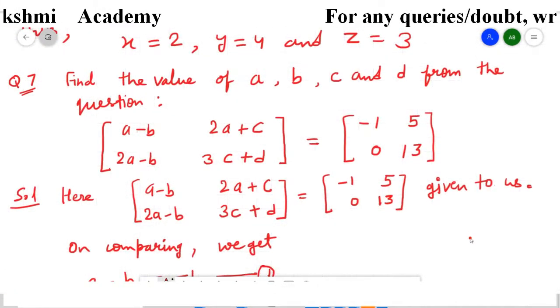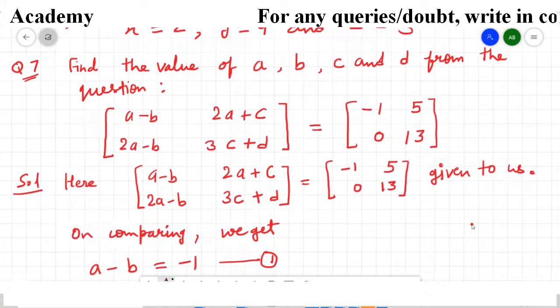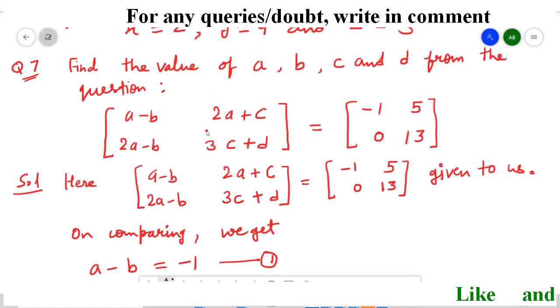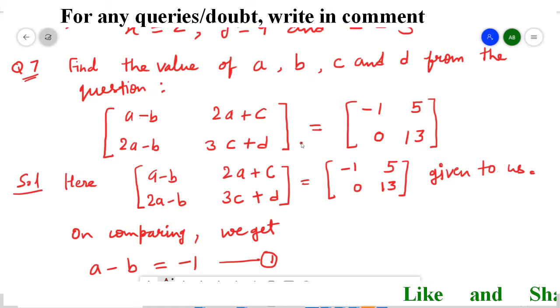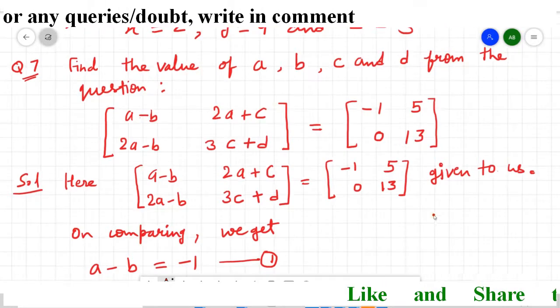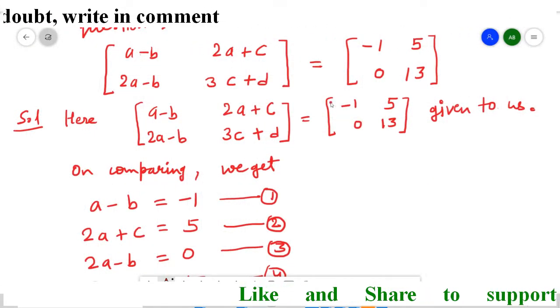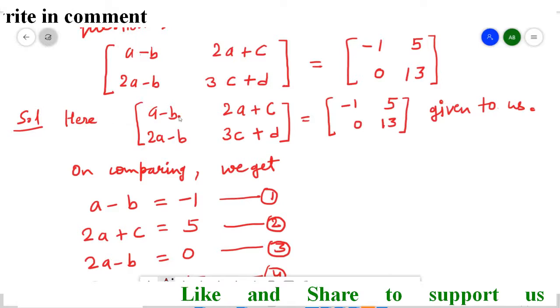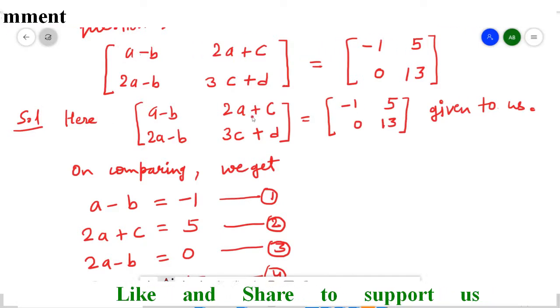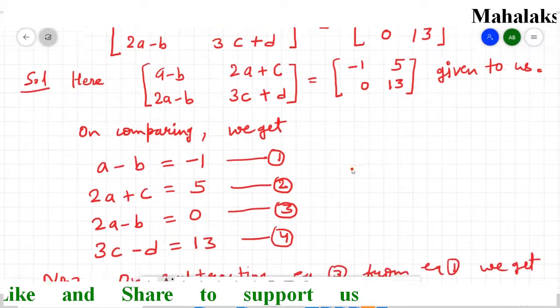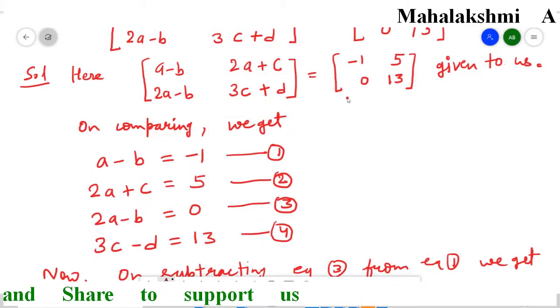Question number 7. Find the value of a, b, c and d from the given equations. These are also equations but in matrix form. To convert into the simple form, we'll compare the corresponding terms. That is, a minus b is minus 1, 2a plus c is 5. Like this we will get the 4 equations by comparing the corresponding terms.